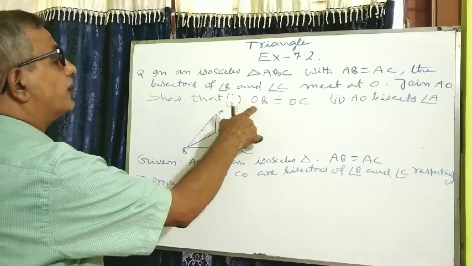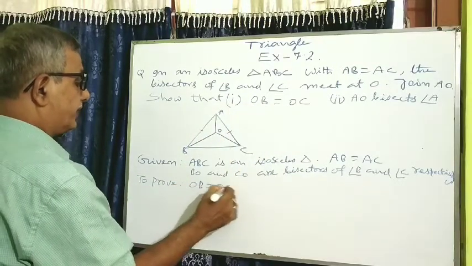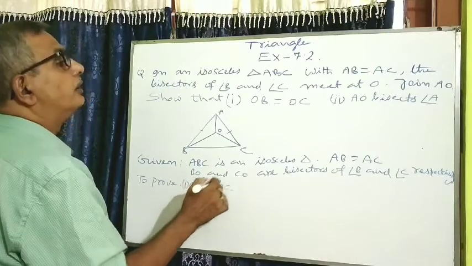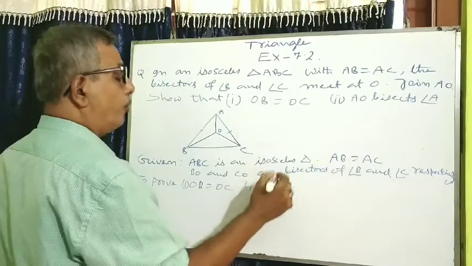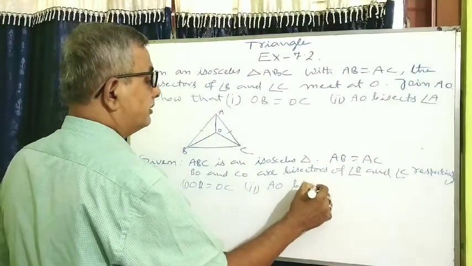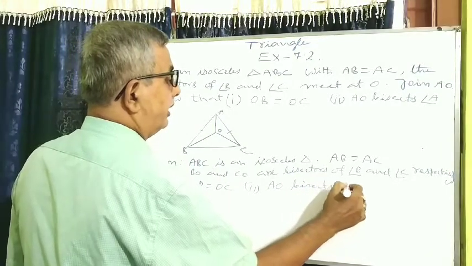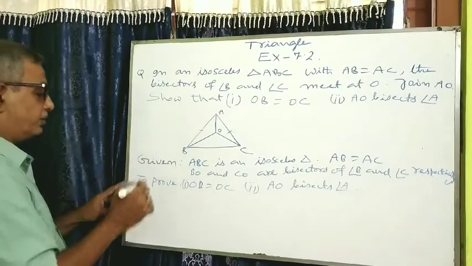What is to prove? First one, OB is equal to OC. And second one, you have to prove AO bisects angle A. Dear friends, let me start now. That is called what? Proof.